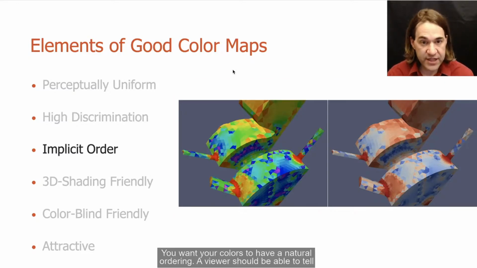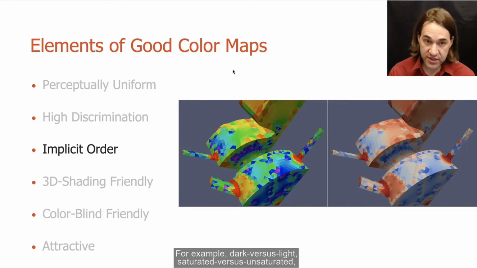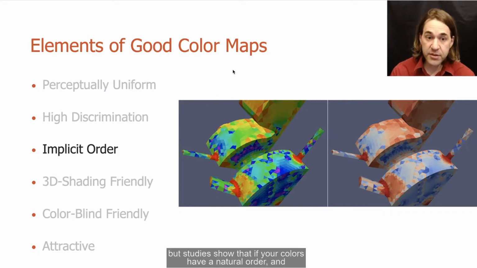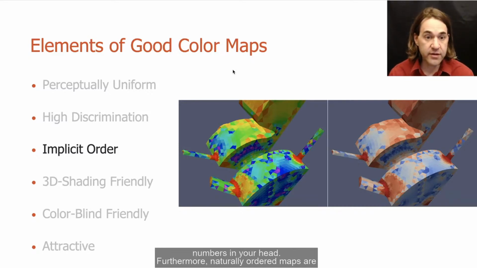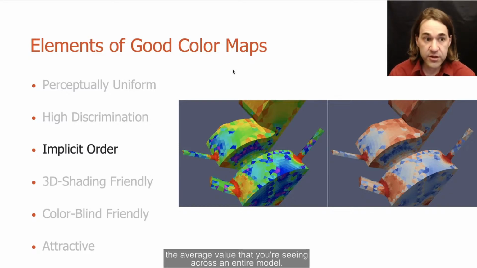You want your colors to have a natural ordering. A viewer should be able to tell which colors are low and which are high without being told. For example, dark versus light, saturated versus unsaturated, or cool versus warm. Sure, you have a map widget to look it up, but studies show that if your colors have a natural order, and by natural I mean perceptually natural, they can be translated faster into numbers in your head. Furthermore, naturally ordered maps are better for several tasks, such as estimating the average value that you're seeing across an entire model.